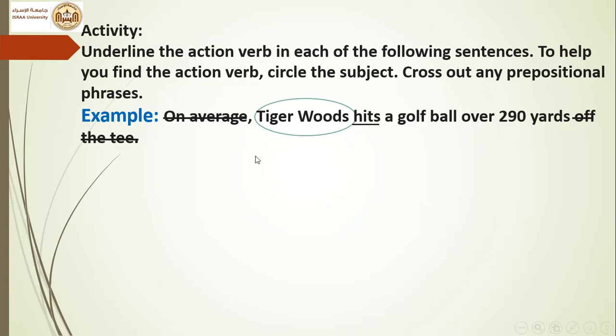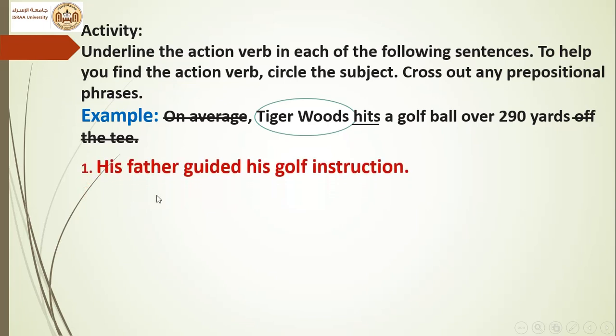Now, look at on average. It is crossed out. It is a prepositional phrase beginning with the preposition on. Off the tee, another prepositional phrase beginning with the preposition off. It is crossed out. Tiger Woods is the name of the player. It is the subject of this sentence. It is circled. Hits is an action verb. It is underlined.